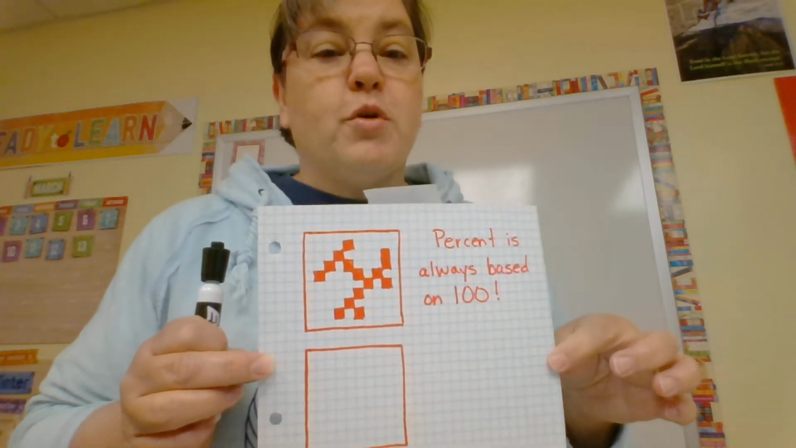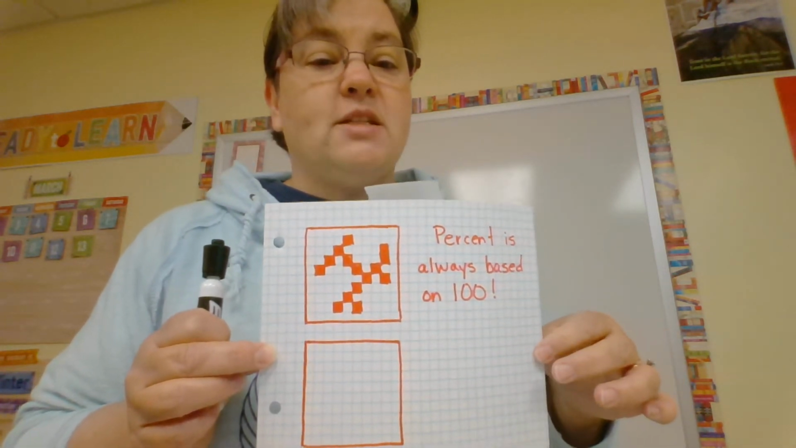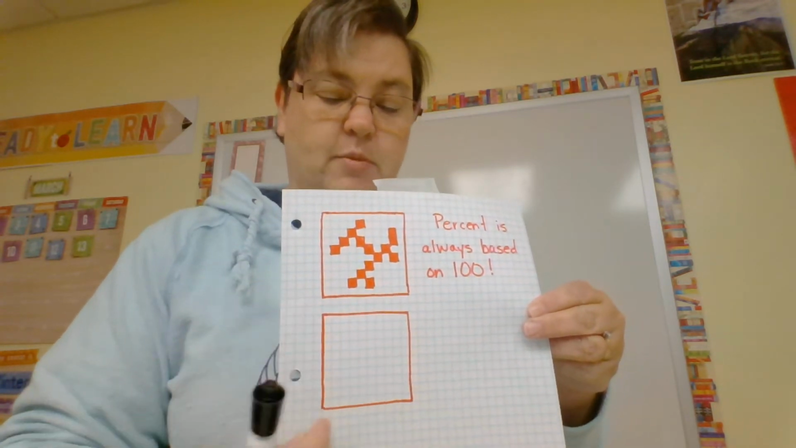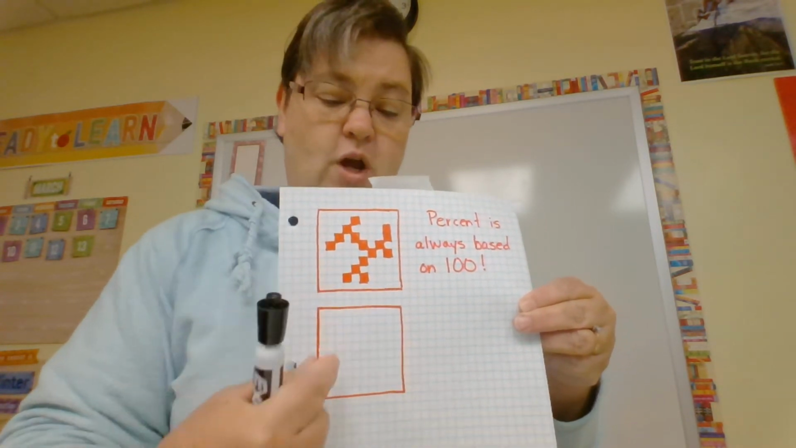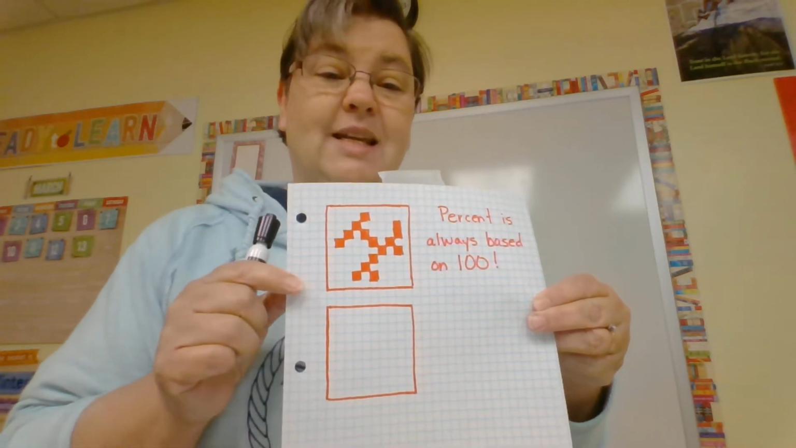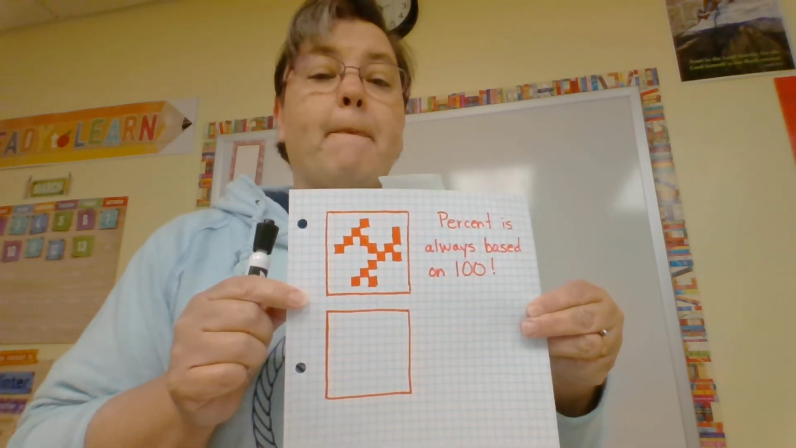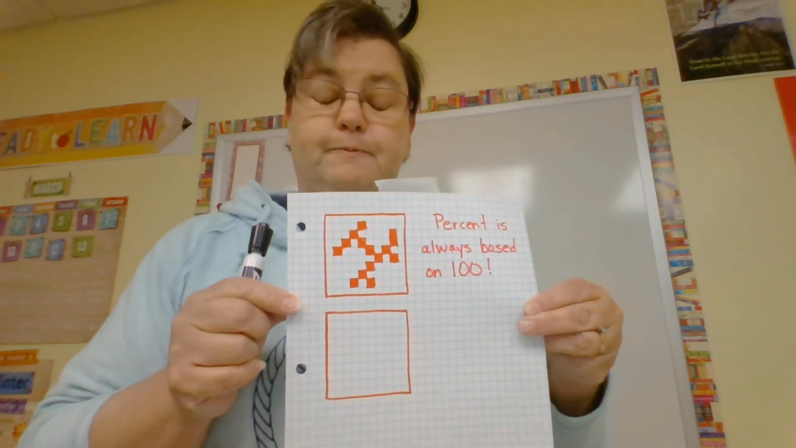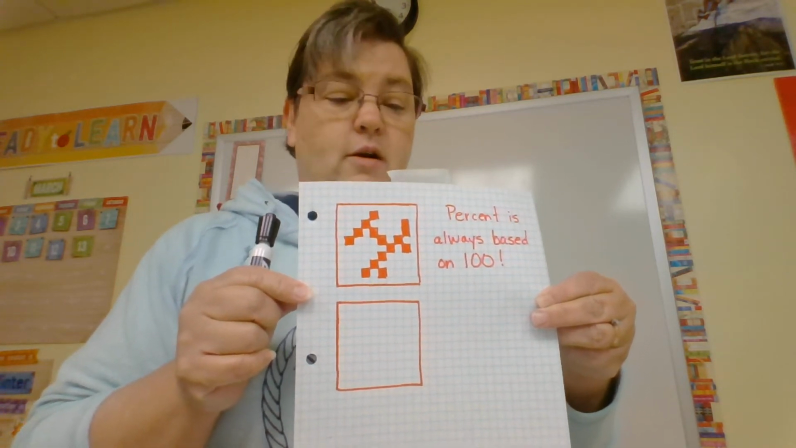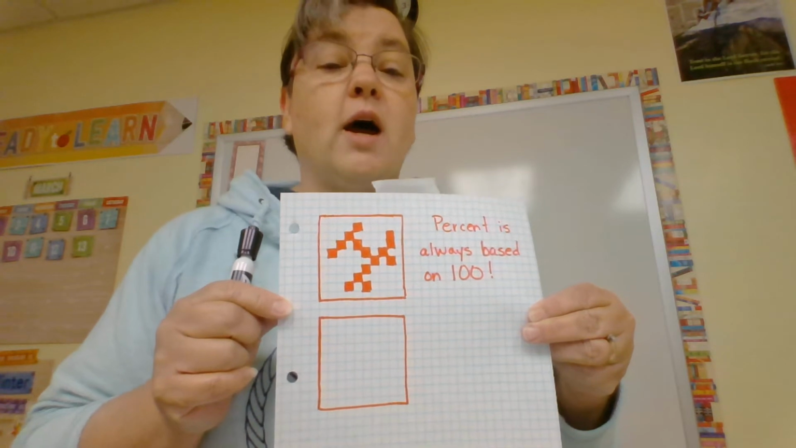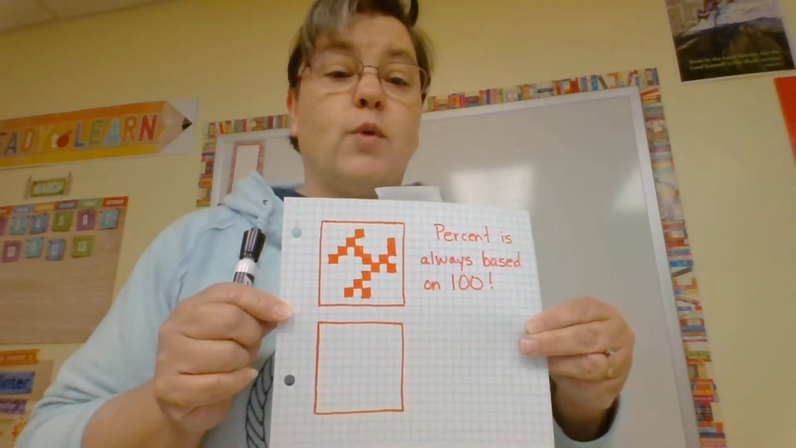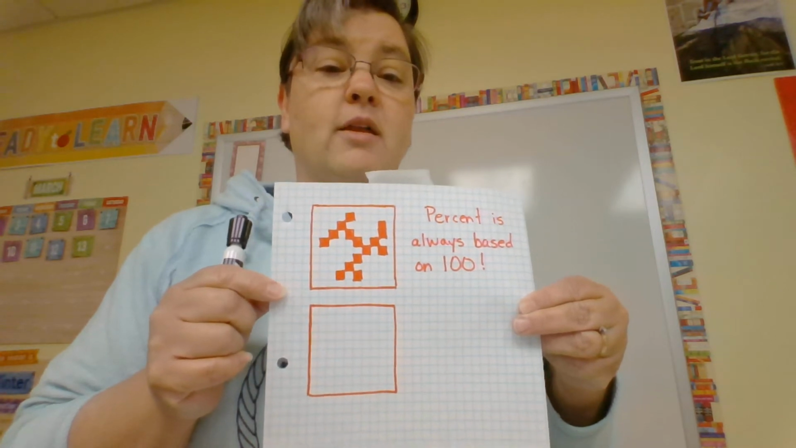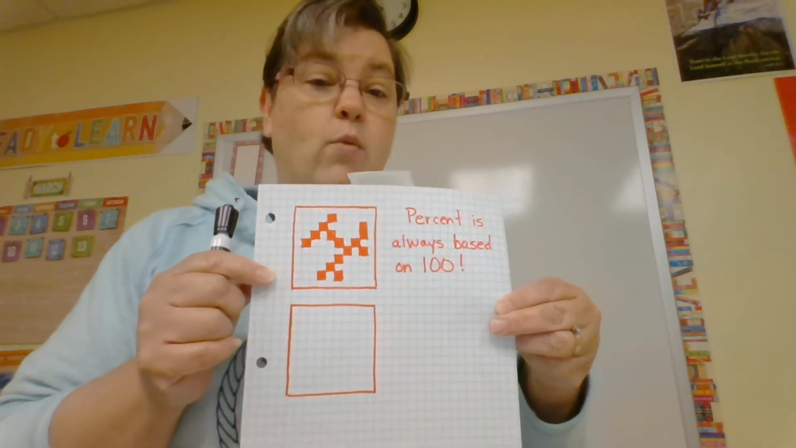Okay, percentage is always based on 100. So here I have made 10 by 10 squares. That means there's 100 squares in each of these. So basically, if you think of fractions, there are a whole of 100 here. There are 100 squares. Now, how many I color in, that will be the part of my 100.